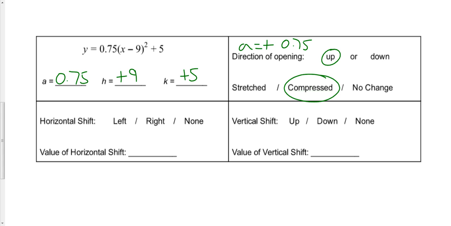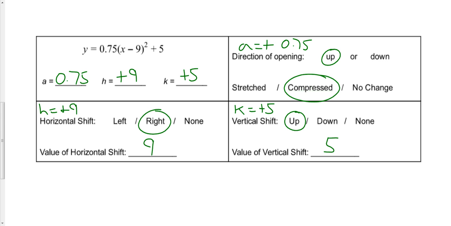The horizontal shift: we know that our H value is equal to positive 9. Because it's positive 9, that indicates that it's shifted to the right, and it's moving 9 units to the right. Finally, our vertical shift is determined by the K value. We know that the K value is positive 5. Because the K value is a positive number, that means that it's being shifted up. And the value of our vertical shift is 5 units.